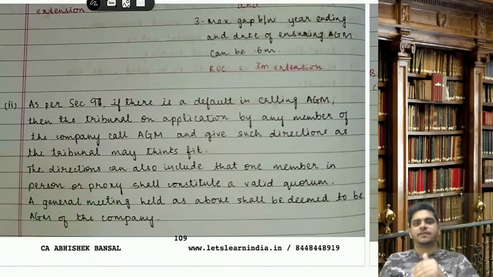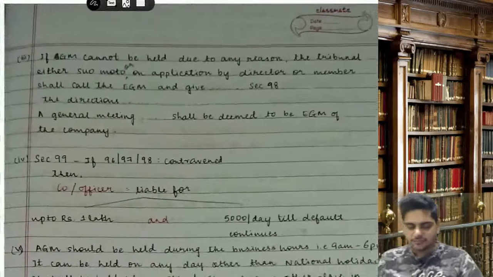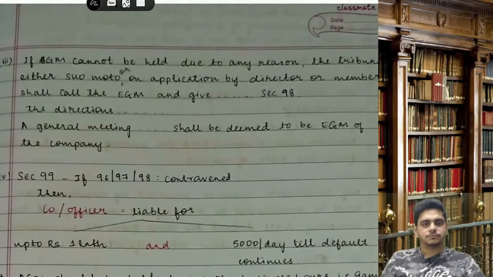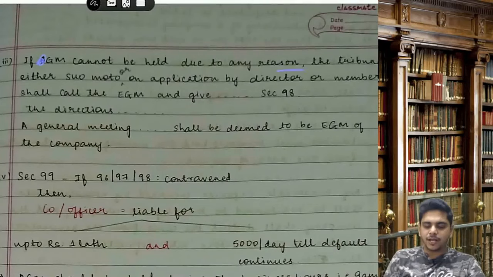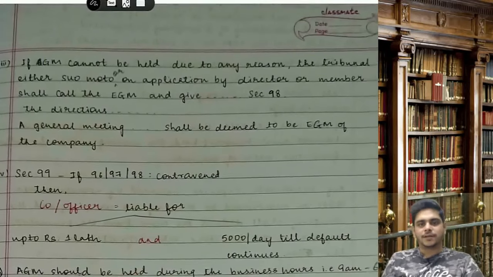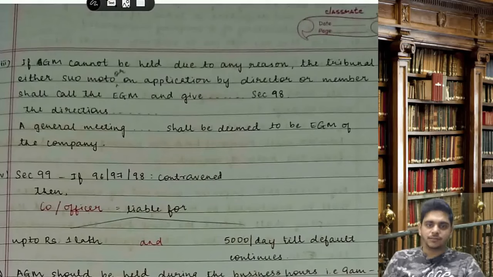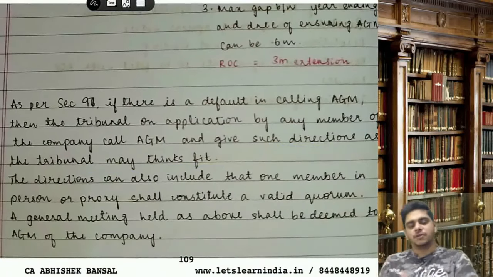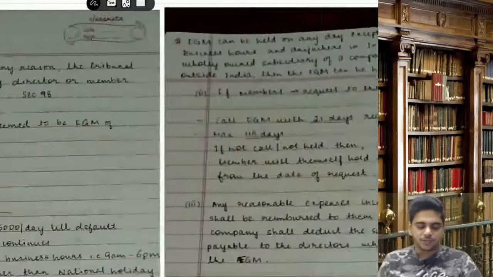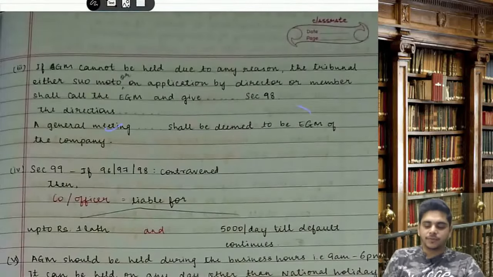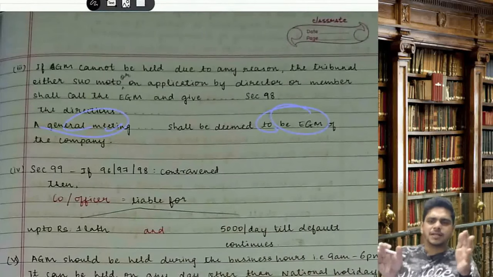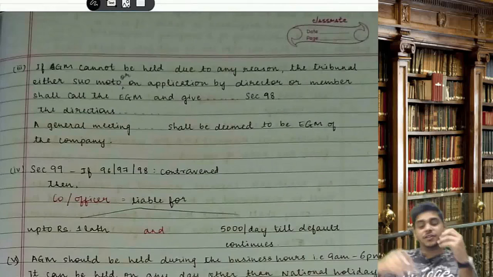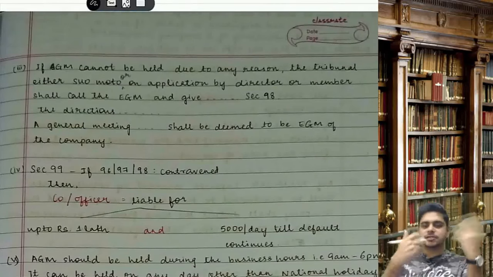96 was the provision, 97 was the tribunal's power. 98 is the EGM. If a general meeting cannot be held for any reason, the tribunal will, either suo motu or on an application by a director or a member, call the EGM and give such directions as it may deem fit. The direction will also include that one member in person or by proxy may constitute a valid quorum. A general meeting held as above shall be deemed to be the EGM of the company. So in both cases, if the AGM or EGM is not called, the tribunal can call it.